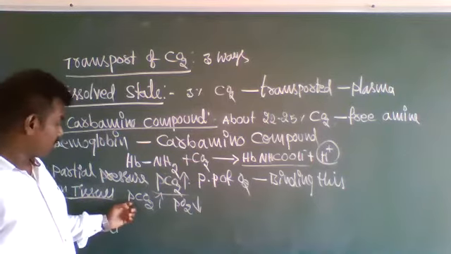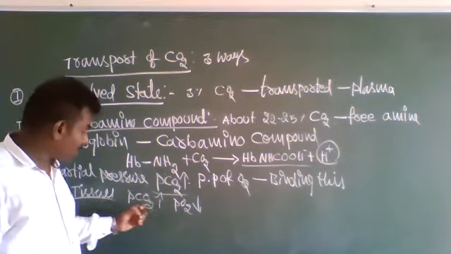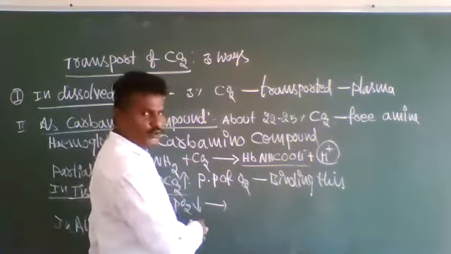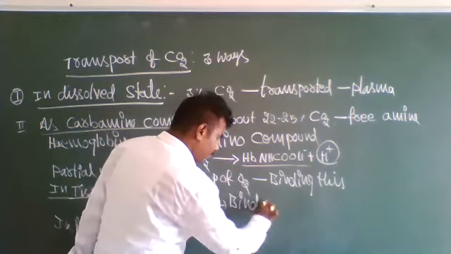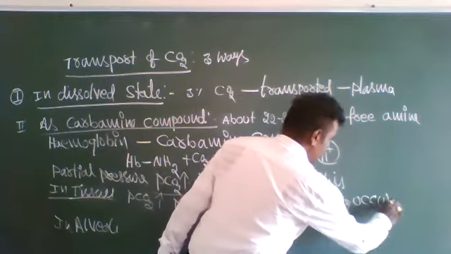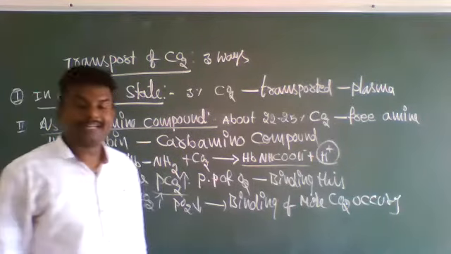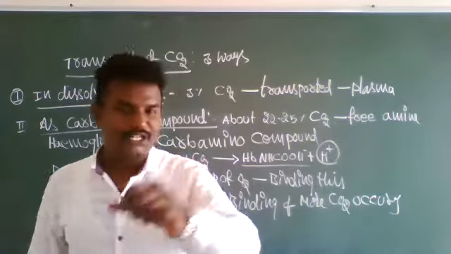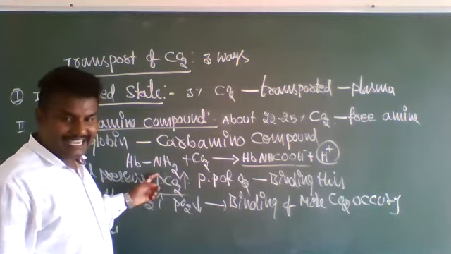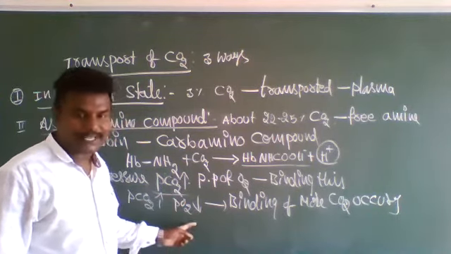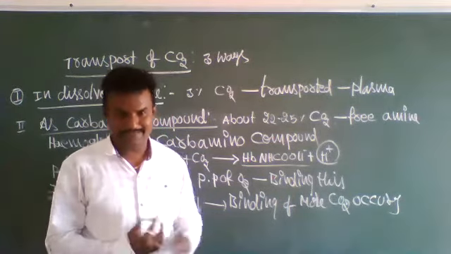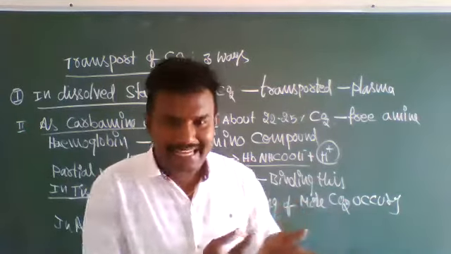In the tissues, where the partial pressure of carbon dioxide is high and the partial pressure of oxygen is low, binding of more carbon dioxide occurs. So when the partial pressure of carbon dioxide is high and the partial pressure of oxygen is low, in those conditions in the tissues, binding of more carbon dioxide occurs. This is one statement.